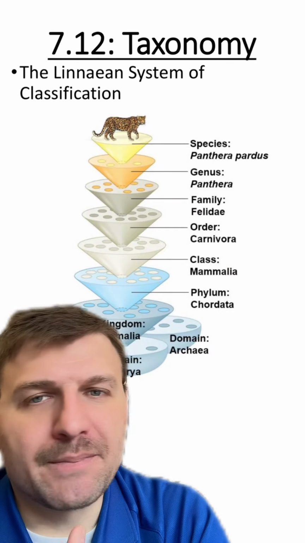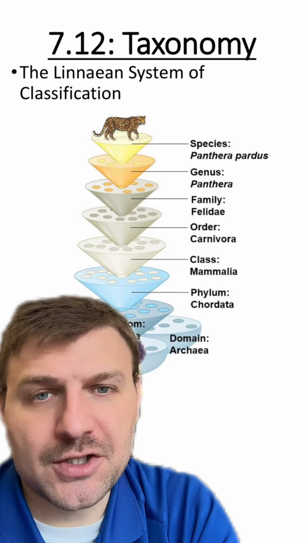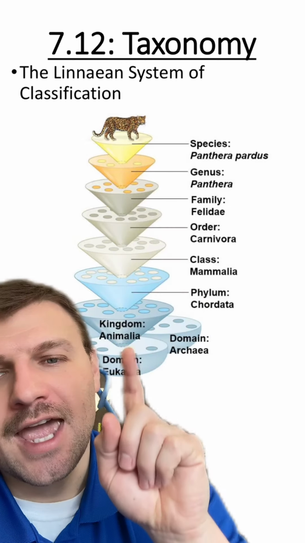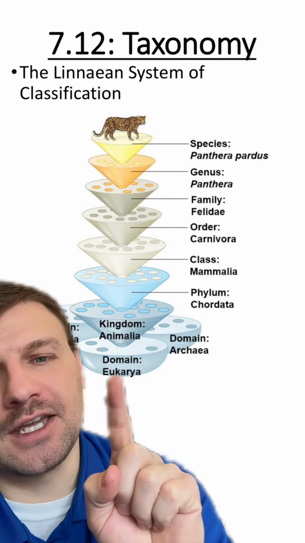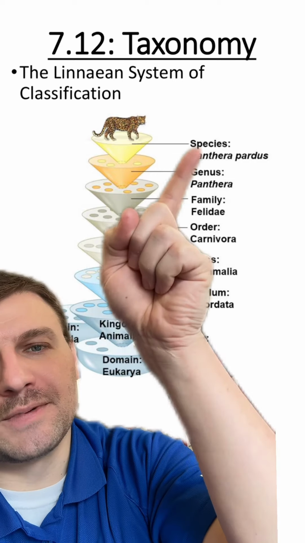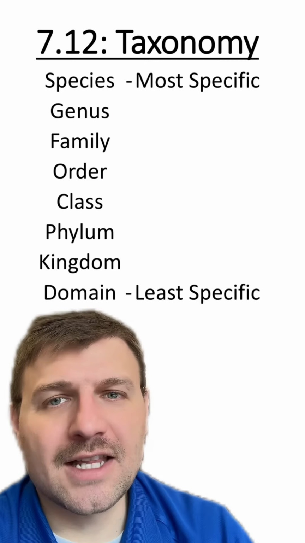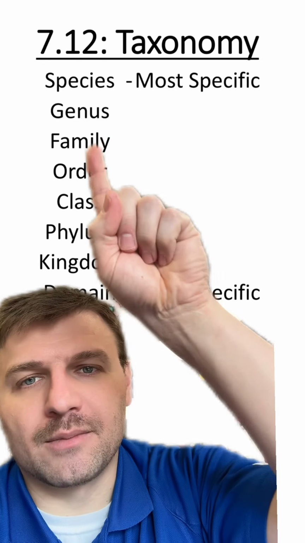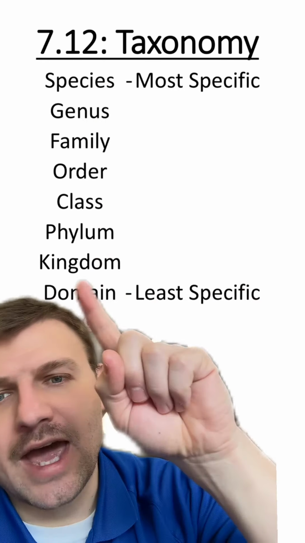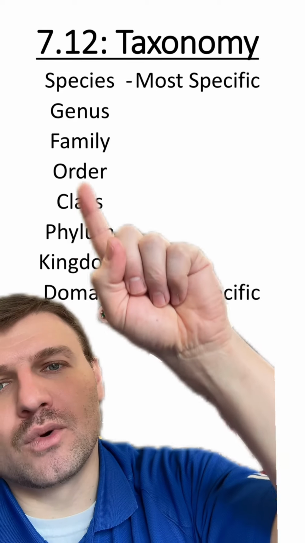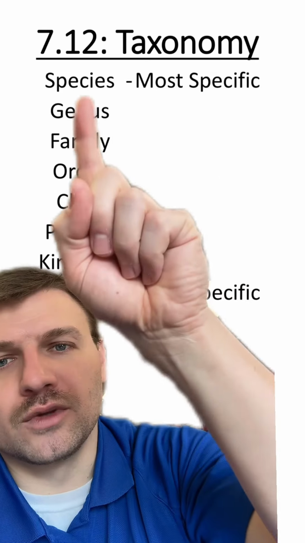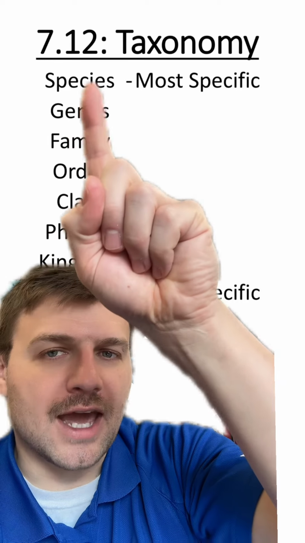Now, this is all really based off the Linnaean classification system, where we're going all the way from domain down to species. We're going to go from least specific here with domain to most specific here with species. This classification system goes from domain, kingdom, phylum, class, order, family, genus, and species. So as we go down the list, we're getting more and more specific until a group of organisms is only going to fit in this one category.